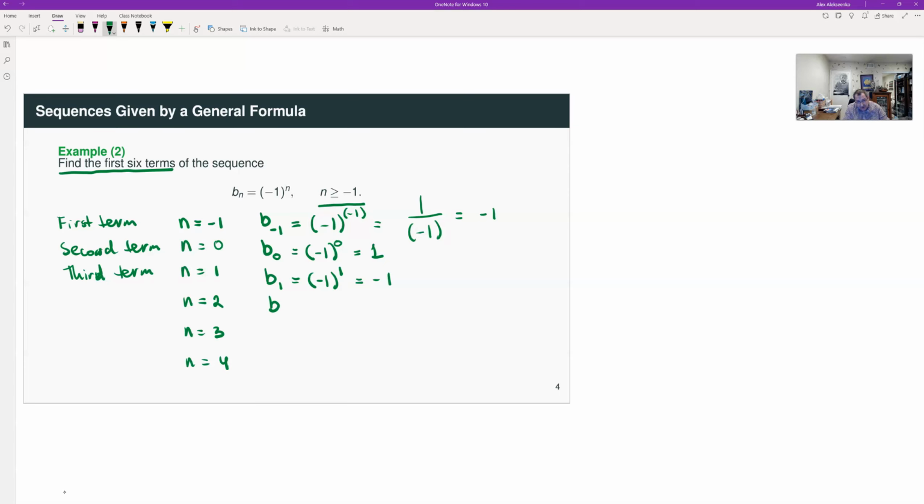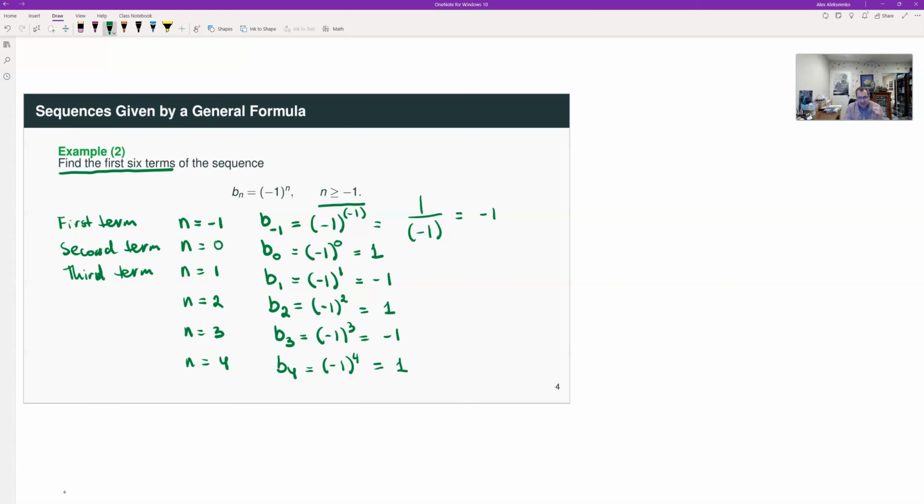Then we go to b sub 2, which is the fourth element of the sequence. I'll take negative 1 and raise it to the value of the index n. That gives us negative 1 squared, the negatives cancel, so it's going to be positive 1. Almost done. B sub 3 is negative 1 cubed, which is negative 1. And the last, the sixth element of the sequence, is going to be negative 1 raised to 4, because the index is equal to 4 in that case. And according to the formula, we get positive 1.